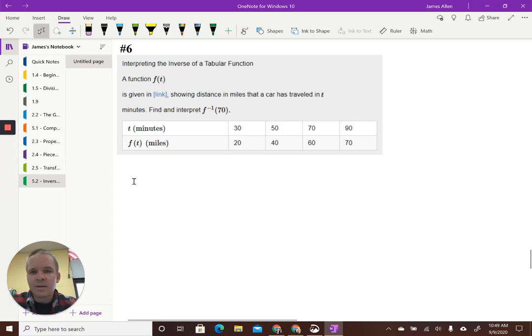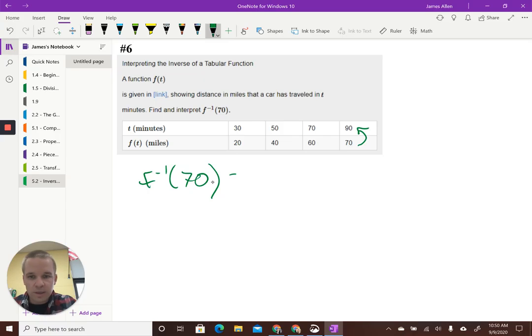Now we're going to interpret the inverse of a tabular function. That's a fun word, tabular. I like it. I'm going to use that more frequently if I can. So it says f of t, a function of time, is given showing the distance in miles that a car has traveled in t minutes. Find and interpret f inverse of 70. Well, remember with inverses, we're just switching our x and y's, right? Our input and output switch. So f inverse of 70 is going to equal 90. Boom, first part done.